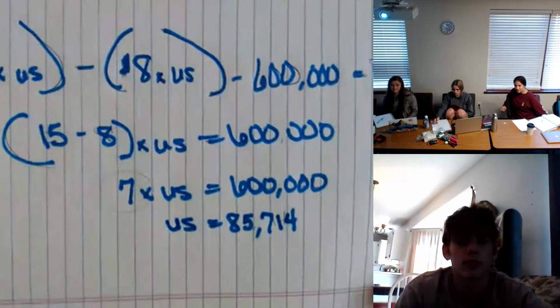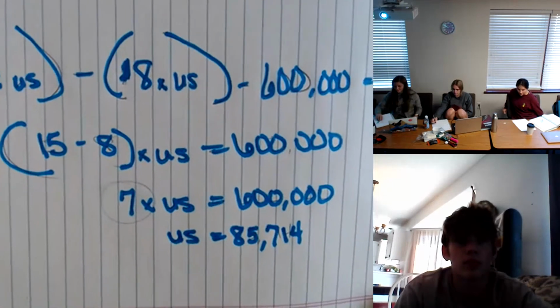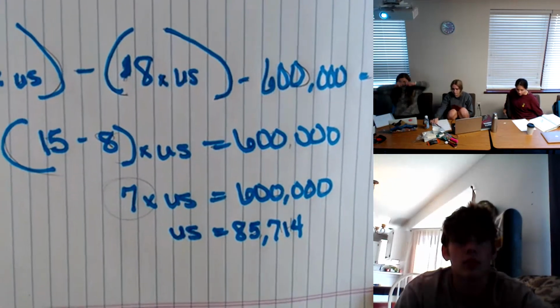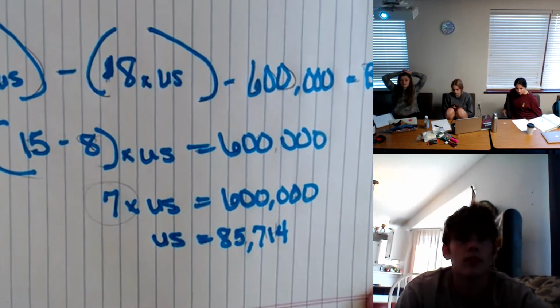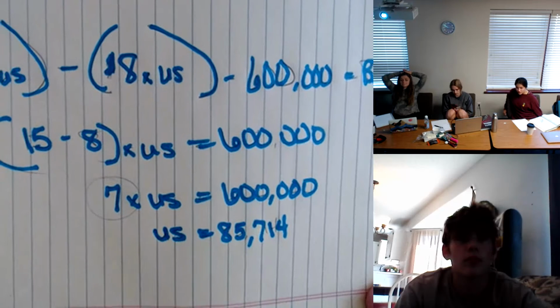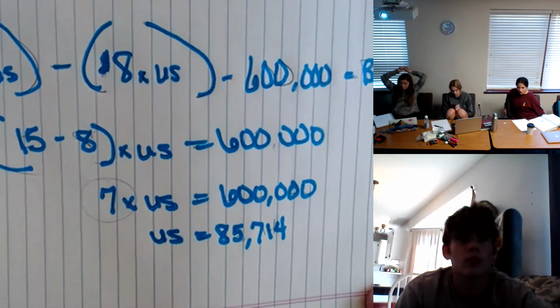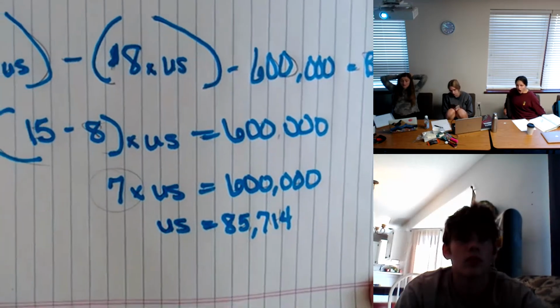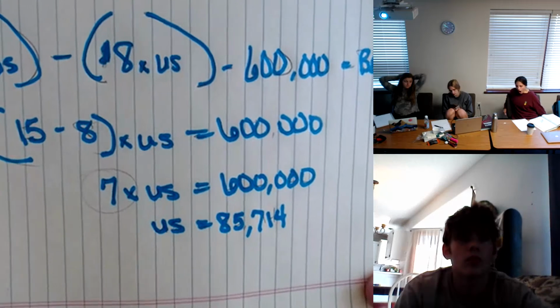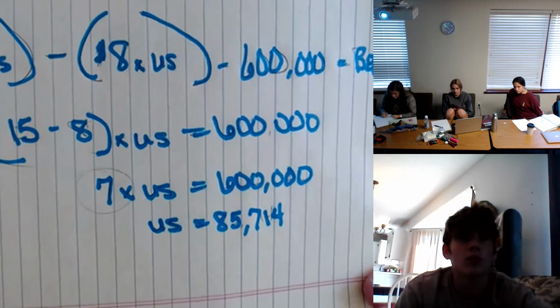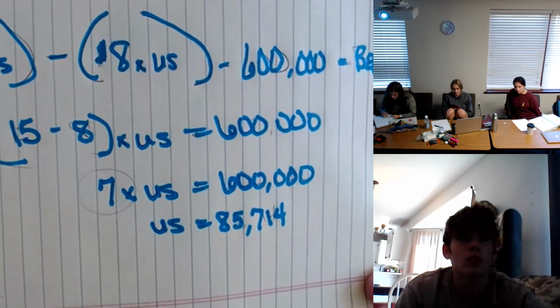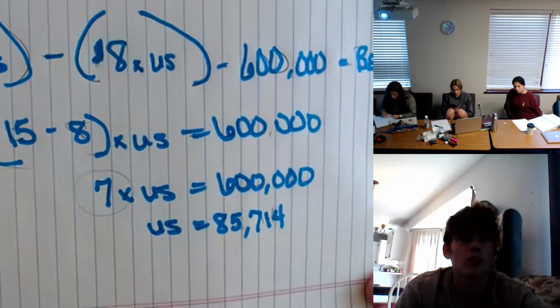Okay, I'm going to hold this up in front of the screen again. I think it's a little more readable now. Okay, so if you look at it, it's the $15 times the units sold minus the $8 times the units sold equals the 600,000, which is our break-even point. So then we can move the units sold outside the parentheses and say the 15 minus the 8 times the units sold equals the 600,000.